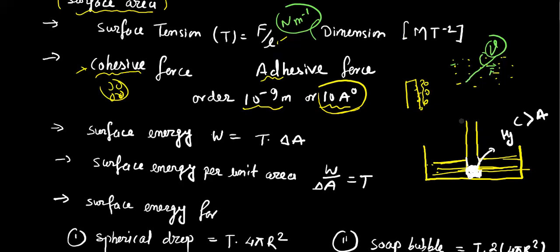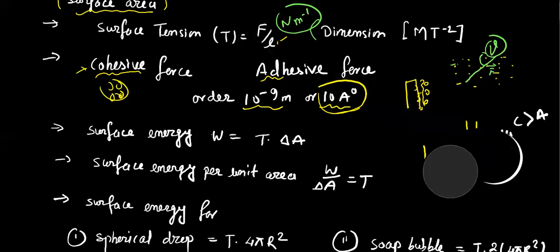So these are some examples of cohesive and adhesive force. If cohesive force is more than adhesive force, then the liquid does not stick on the glass, and if adhesive force is more, then the liquid can easily stick on the surface of glass and so rise in the tube. So this is all about cohesive and adhesive force.